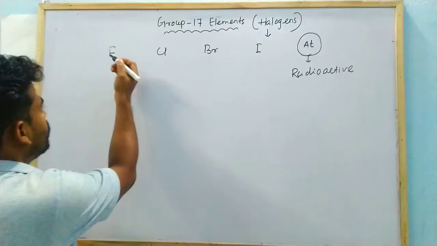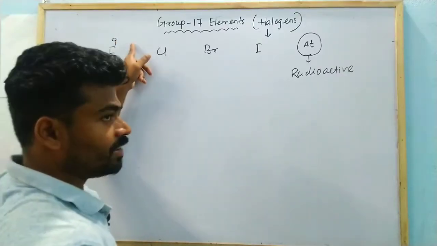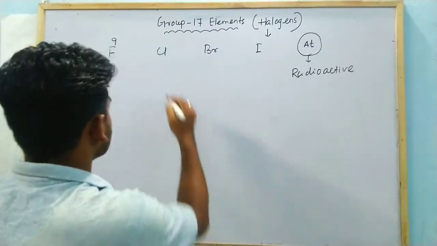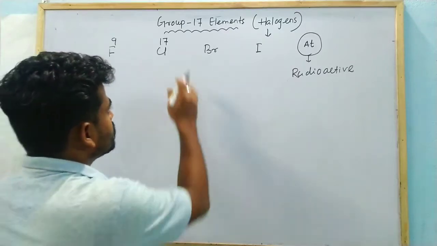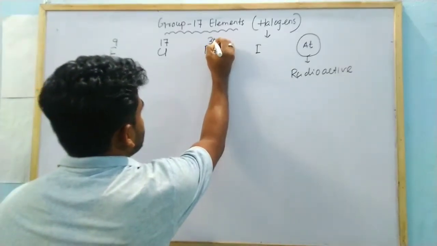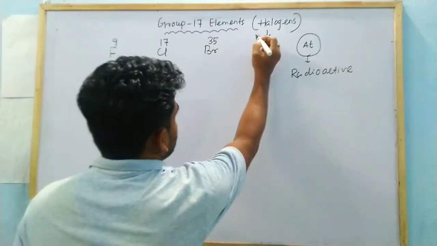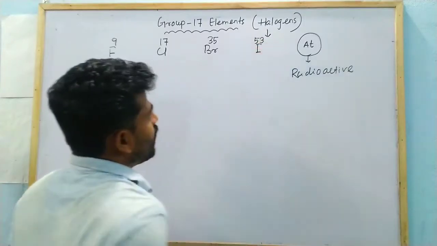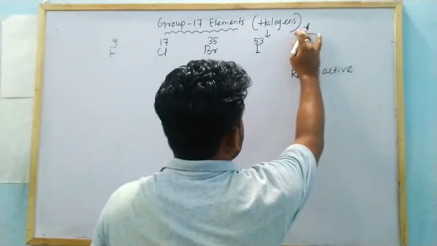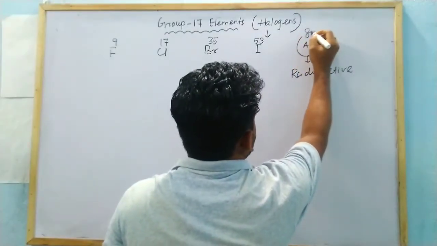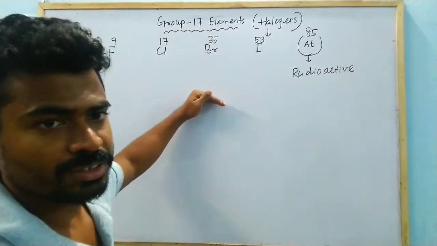Let us mention their atomic numbers. Fluorine has atomic number 9, then you add the magic number 8, so the next atomic number will be 17. Then you add 18 over here, that will be 35. Next you add 18 again, that will be 53. And for the last one, you have to add 32, so its atomic number will become 85. So these are known as halogens.